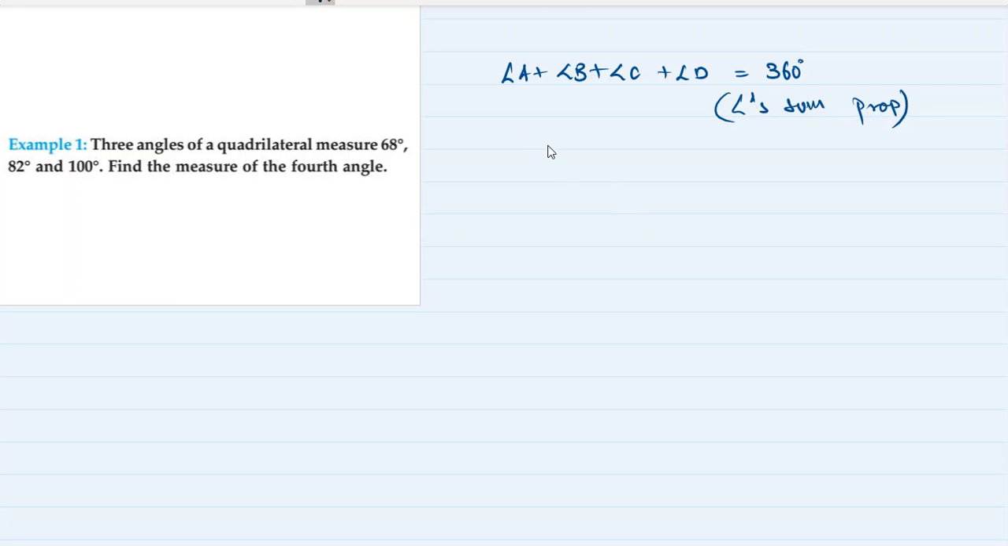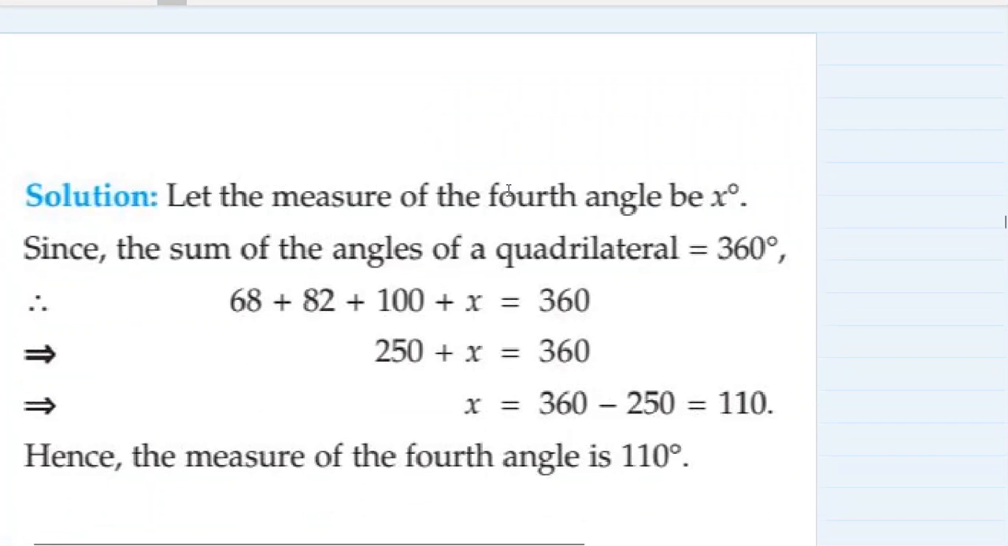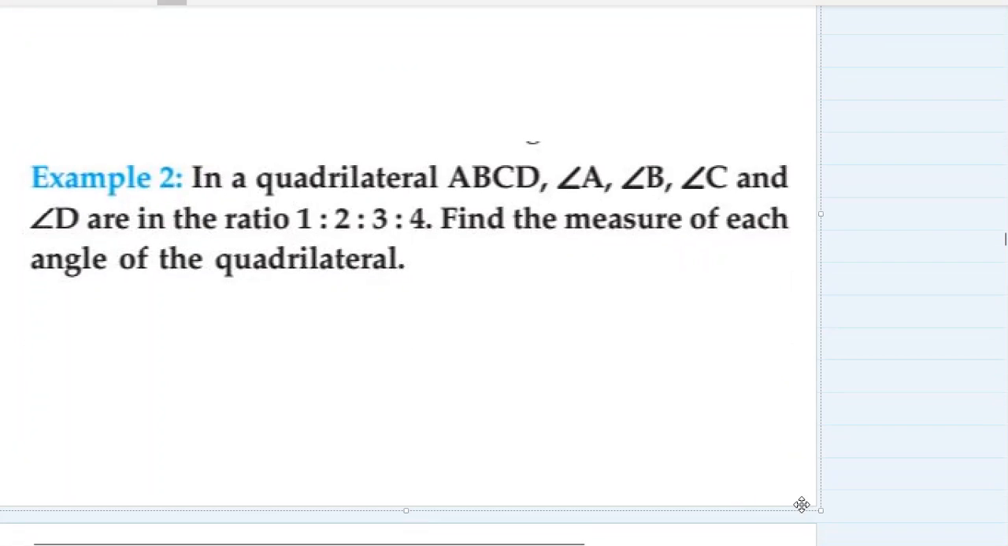ठीक है. So angle A कितना है? 68 degree plus 82 degree plus 100 degree plus angle D is equal to 360. So 68 plus 82, this will be 70 plus 80, which is 150 plus 100, which is 250 plus angle D is equal to 360. So angle D is equal to 360 minus 250, which is 110 degrees. Very simple. Let's check the answer. Correct. Let's go to the next question.